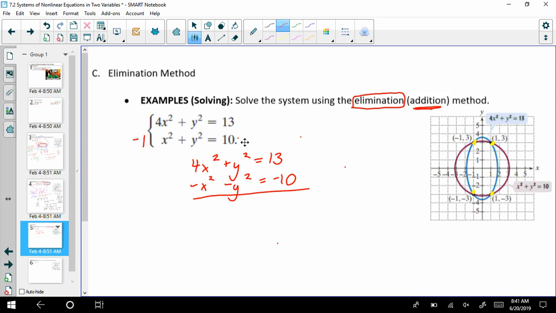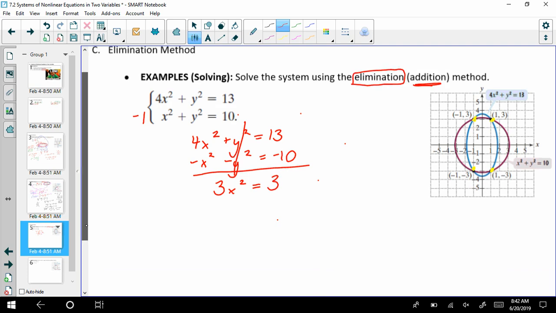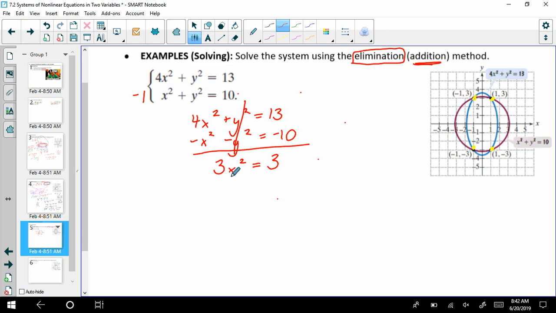So I can see when I add things together, my y squareds are gone. 4x squared plus a -1x squared is 3x squared. And on the other side, 13 plus -10 is 3. And now I want to finish solving. I would just finish getting x alone, so I'll divide both sides by 3. I get x squared equals 1. And then the last step, I'm going to square root.